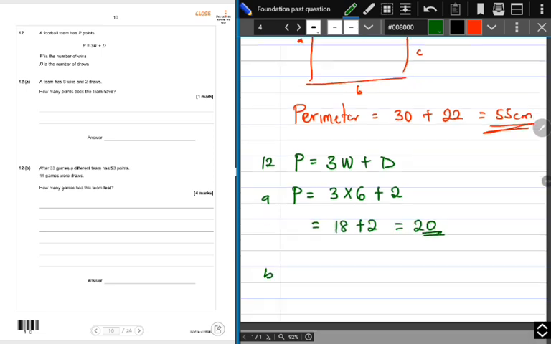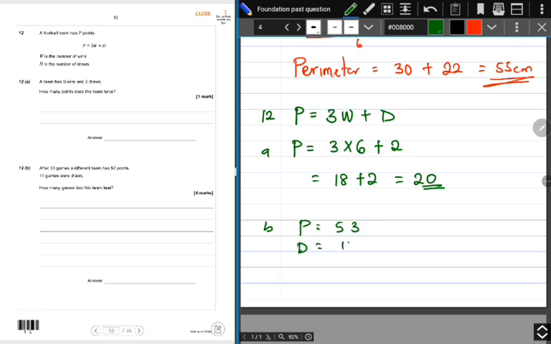Now for the B part, it said after 33 games, a different team has 53 points. That means 33 games being played. How many games have been lost? So for us to get the total number of games that have been lost, our P in this question is already 53. Our draw here is 11. Our wins, are we given the wins? We are not yet given the wins. So let's solve for the wins.